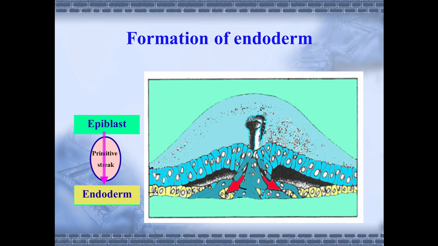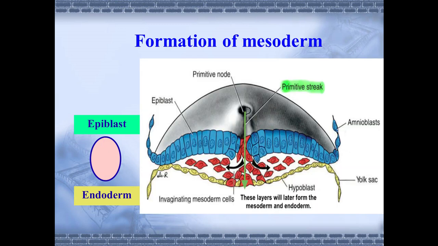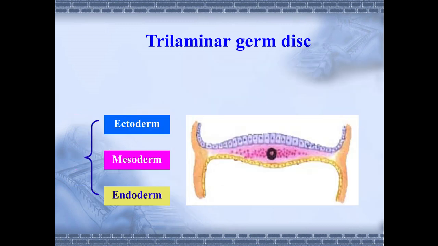What about the formation of the mesoderm? Yes, this is the epiblast. Here is the hypoblast, and you can see the cells proliferating from the epiblast, and they form the mesoderm. Epiblast to mesoderm. Clear? I hope. So this is the final result, that is the formation of the trilaminar germ disc.